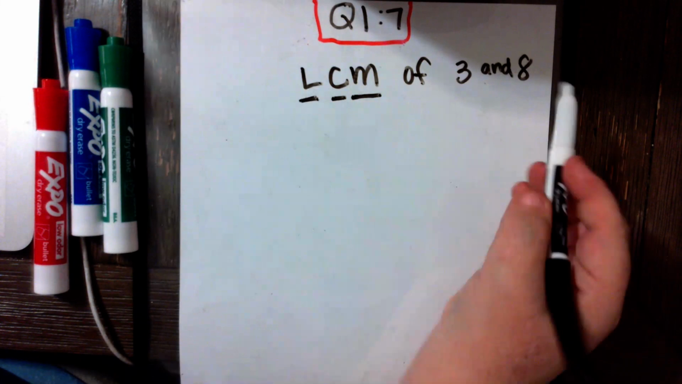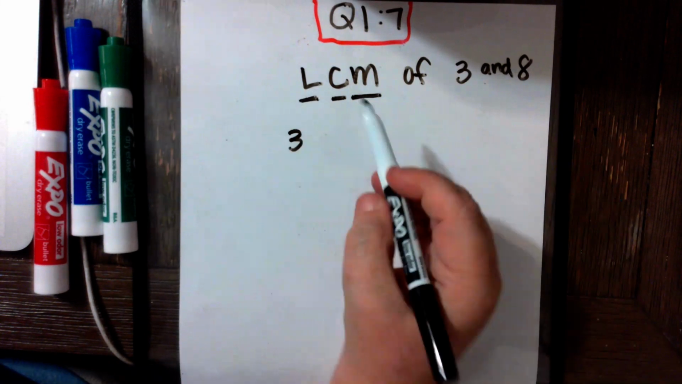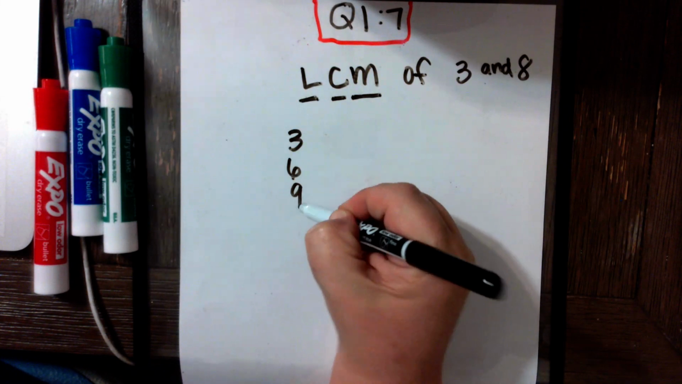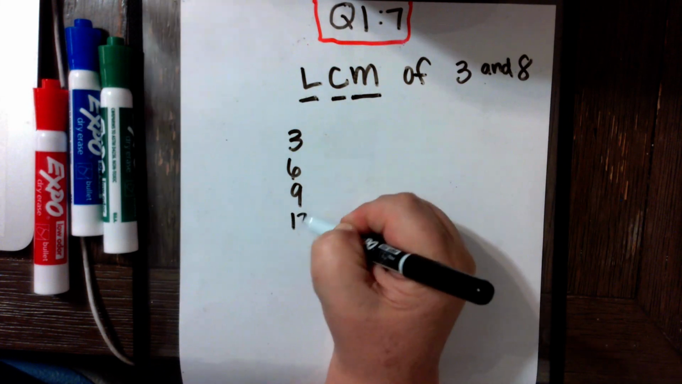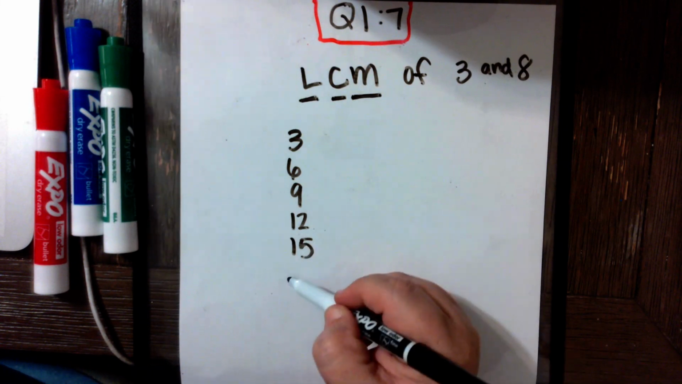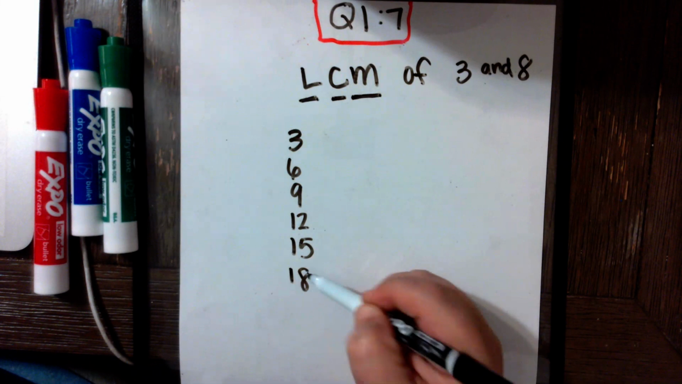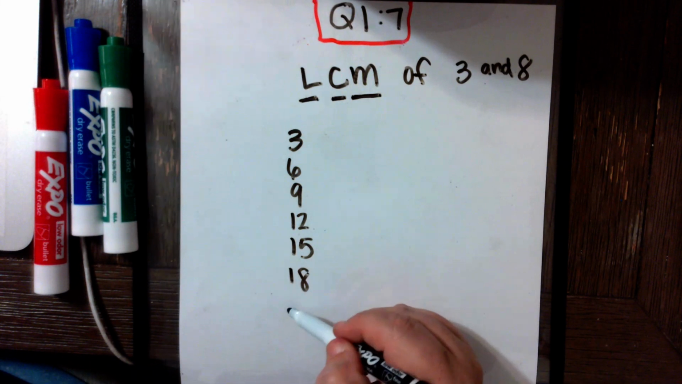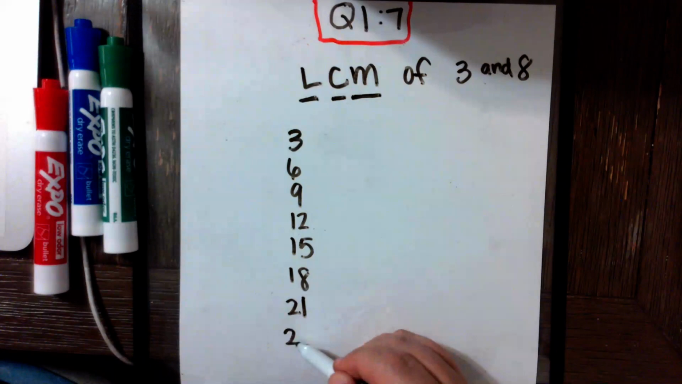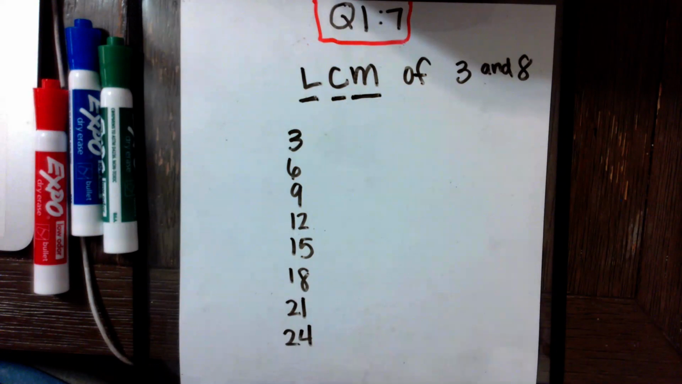Okay, so let's take a look with 3. If we count by threes, we'd start with 3, 6, 9, 12, 15. What would be next? 18. Okay, I think we might need to keep going. Then we'd have 21 and 24. And I know that 24 is a multiple of 8.